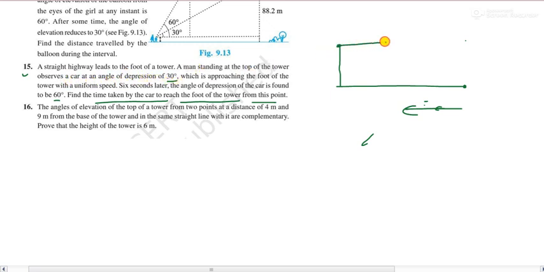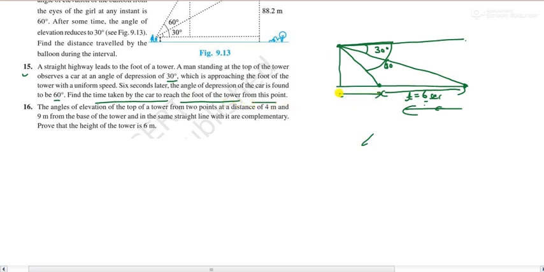Okay, angle of depression means again you have to draw a horizontal line. From this the angle formed here is how much? Yes, it is 30, and the car is approaching towards the foot with uniform speed. 6 seconds later the angle of depression of the car is found to be 60. Like this angle is now 60 degrees. The time taken from traveling here to here is 6 seconds. Find the time taken by the car to reach the foot of the tower from this point.